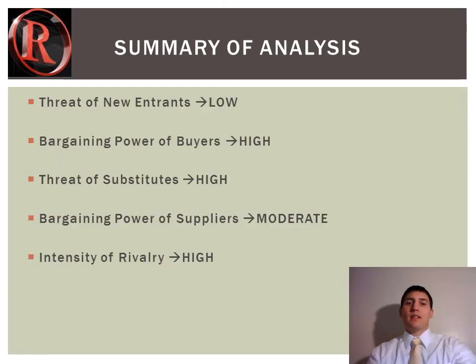To summarize my analysis, the threat of new entrants is low. The bargaining power of buyers is high. The threat of substitutes is high, the bargaining power of suppliers is moderate, and the intensity of rivalry is high. Because most of the forces are high, the opportunity for high profits is limited.